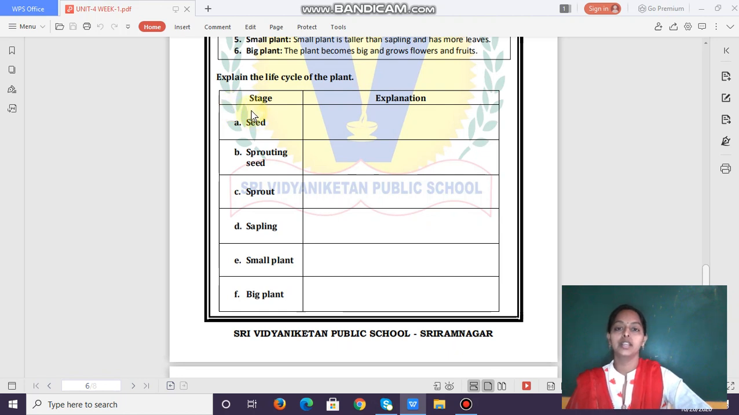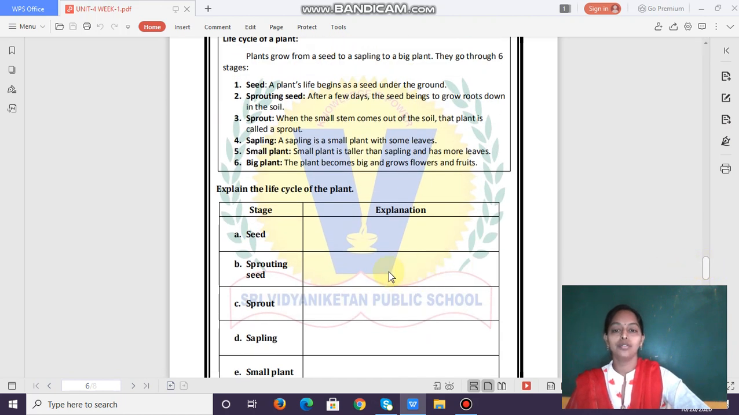Here, students, these are all stages of a plant's life cycle. Here you have to write down the explanation. Seed. Okay, students. So what you have to do here? Seed means plant's life begins. Here see, a plant's life begins as a seed under the ground. That you have to write down here.